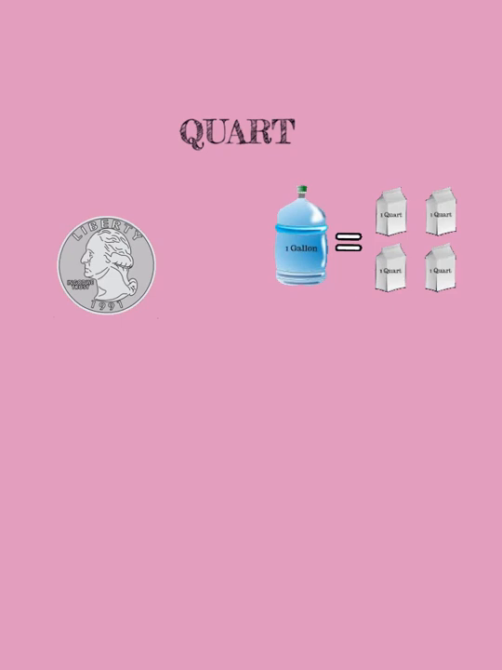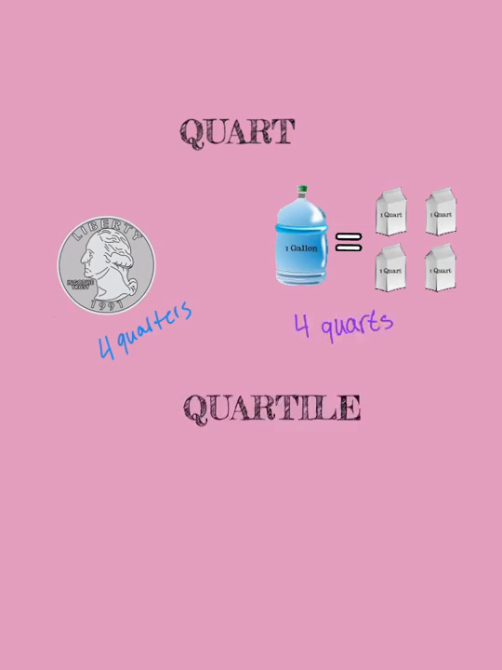Let's think about the word quart, or the prefix quart. Well, I know a quarter has quart, and there's how many quarters to make a dollar? 4 quarters. Okay, well, then a quart, there's 4 quarts to make a gallon. So now let's talk about a quartile. A quartile, you see that quart in there, and that means 4.